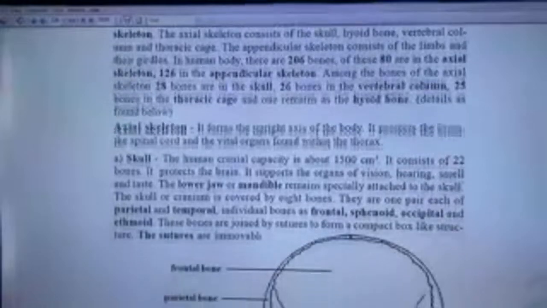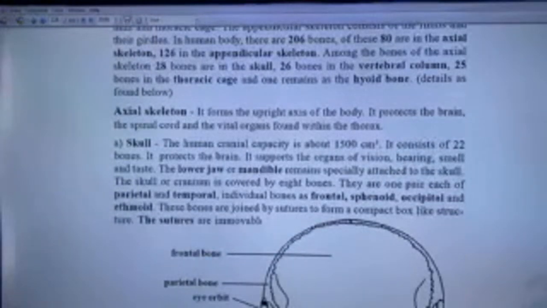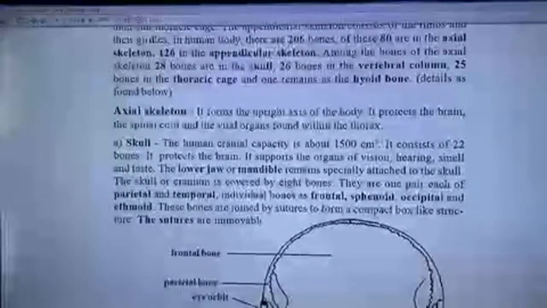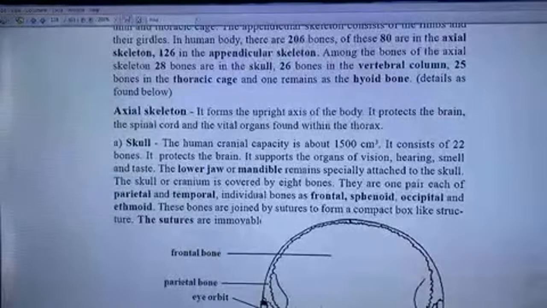In the human body, there are 206 bones. Of these, 80 are in the axial skeleton and 126 in the appendicular skeleton. Among the bones of the axial skeleton, 28 bones are in the skull, 26 bones in the vertebral column, 25 bones in the thoracic cage, and one remains as the hyoid bone. Details are found below.